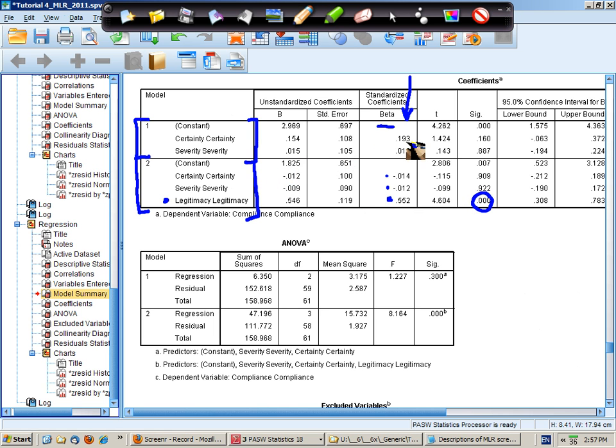It's worth noting that the coefficients will change between the first and the second model when you add a new variable in. What's happening is that legitimacy, remember, is correlated a little bit with each of these, but it does a much better job of explaining the dependent variable, and it explains most of any previous variance that had been explained by severity and certainty.